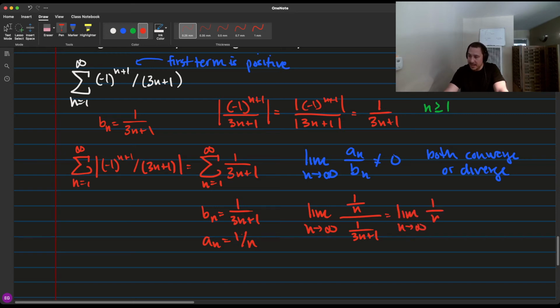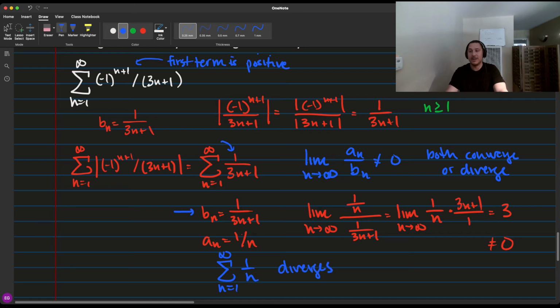Which would give me 1 over n times the reciprocal of 1 over 3n plus 1, which is 3n plus 1 over 1. Cool. If you look at that, that's going to give you a limit of 3. Now, because this was not equal to 0, my original series is going to do the same thing as whatever this series does. And we know that 1 over n diverges. Thus, my original series also diverges.